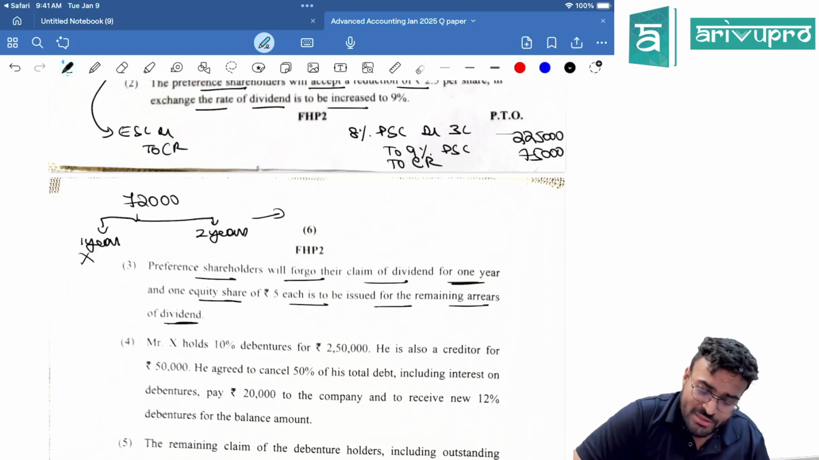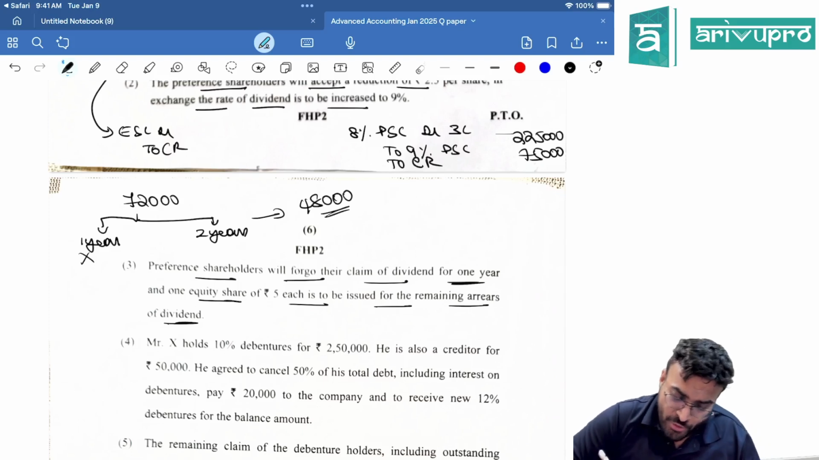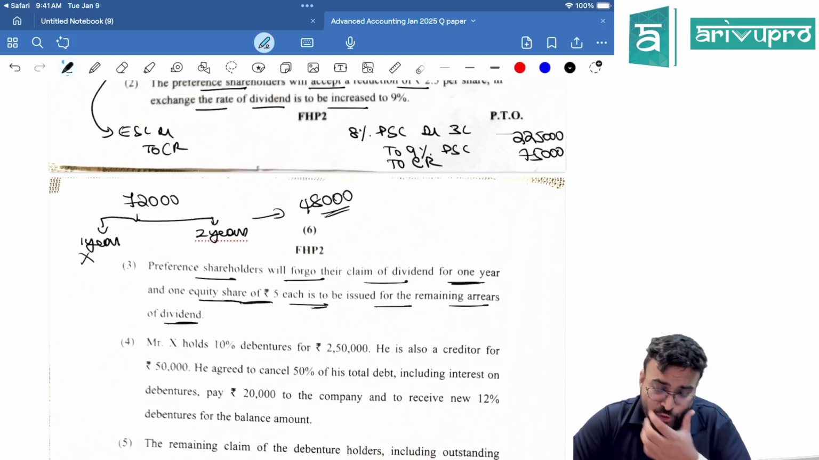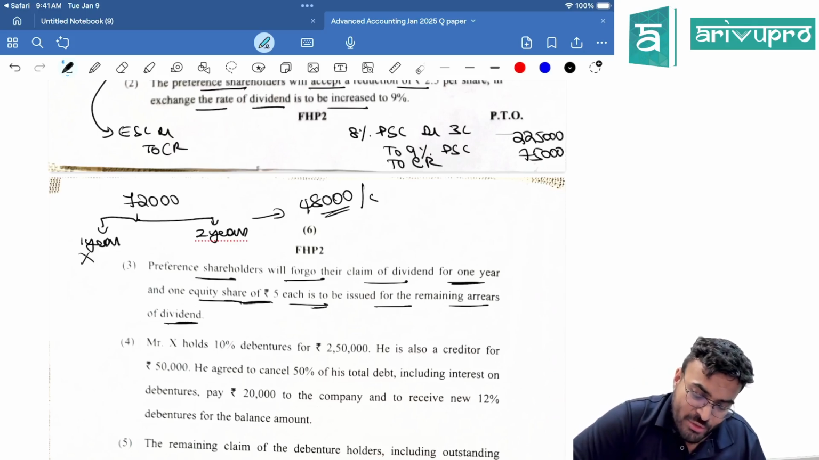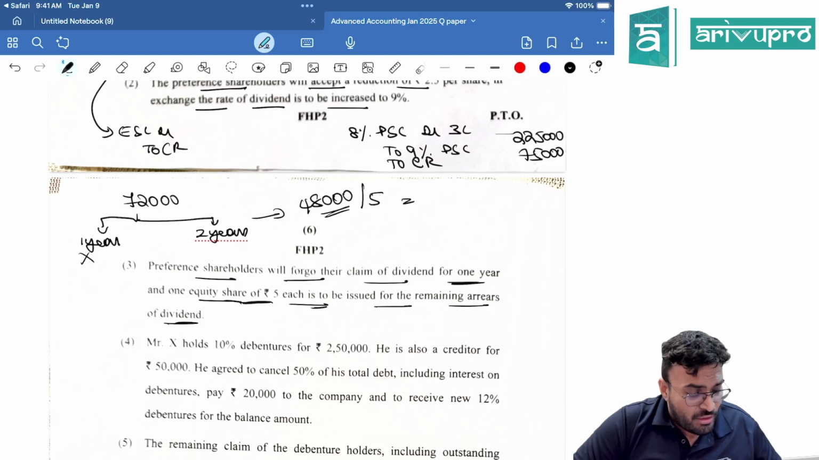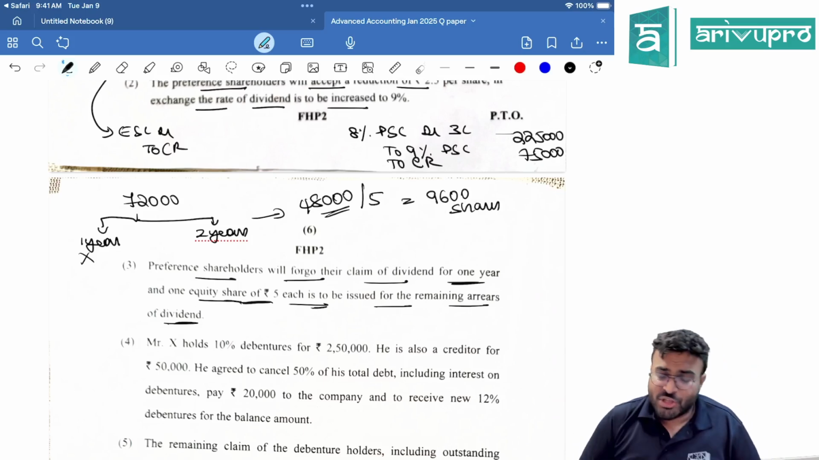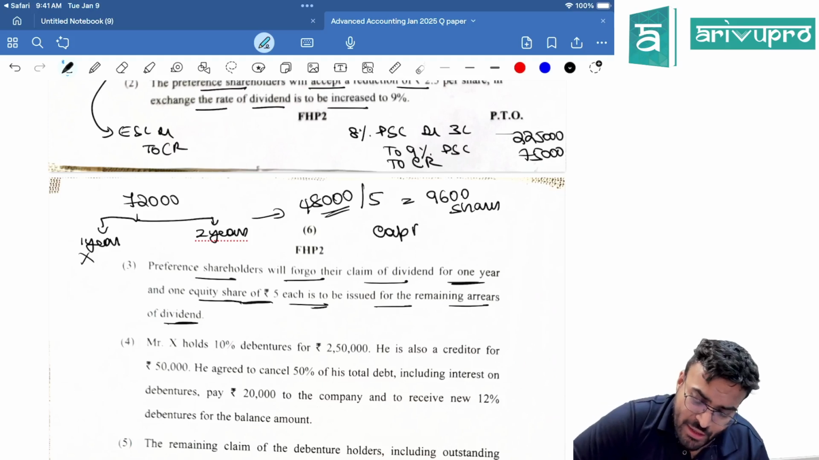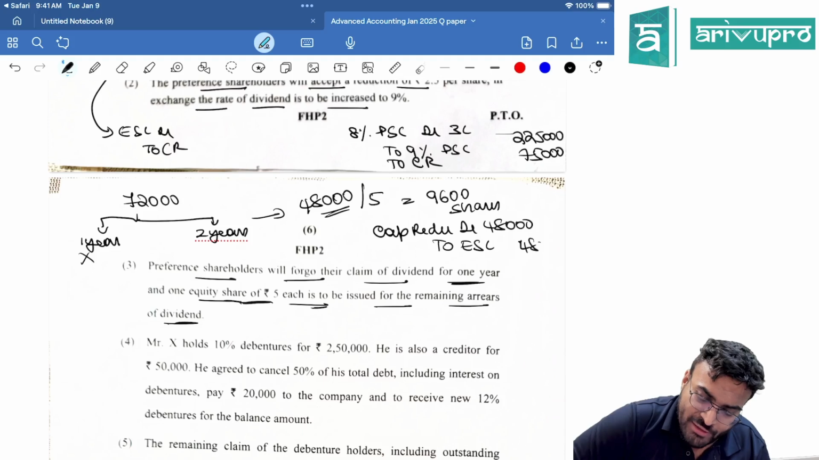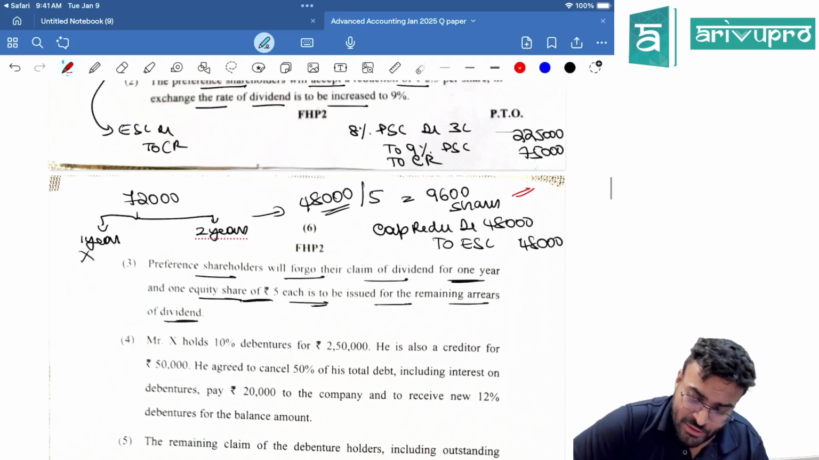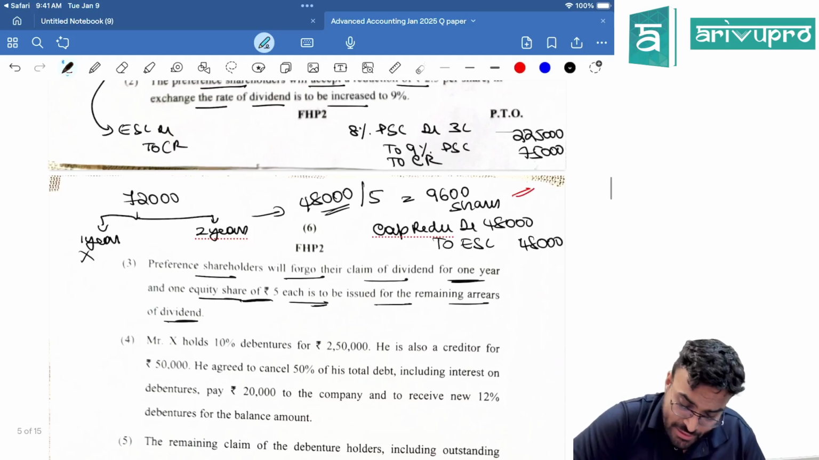So what is the 2 years now? 24 into 2, 48,000. What are we going to do? 1 equity share of 5 each is to be issued for the remaining arrears. So 48,000 divided by 5 gives you 9,600 shares. You are going to issue 9,600 shares. The entry for this will be capital reduction debited 48,000 to equity share capital 48,000. This is going to be the entry. 9,600 shares are issued. Okay guys, let's go further.